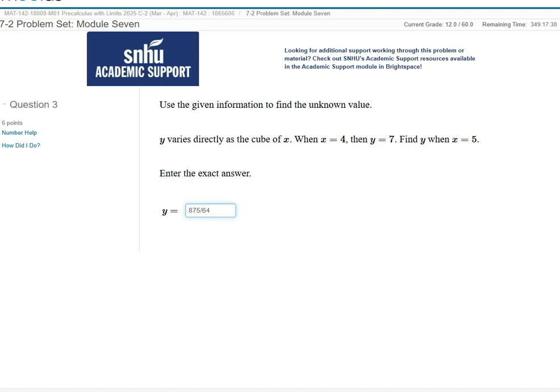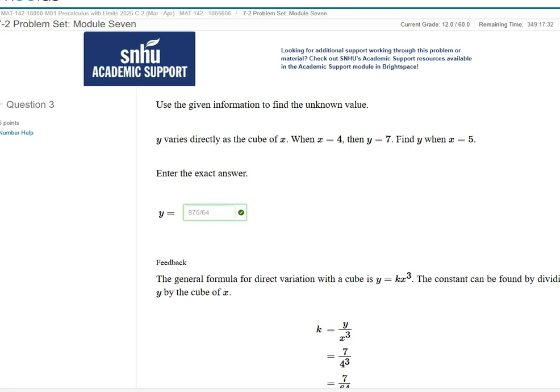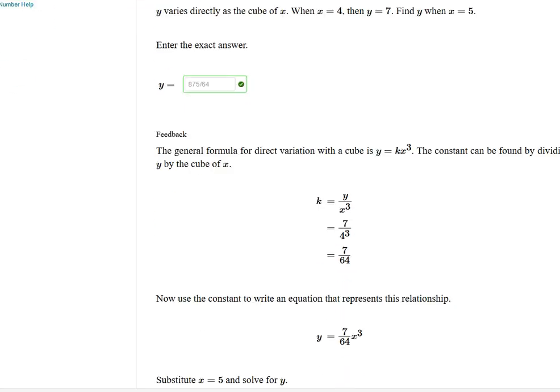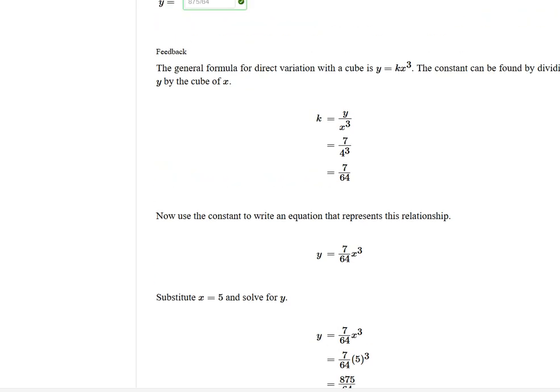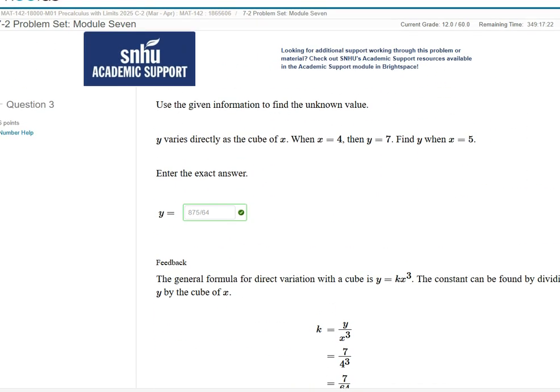875/64. They didn't give me the fraction ability, so how did I do? And there you go. And again, don't forget, if you do get it right, they will give you an explanation. But they don't give you the explanation until after you get it right. So, Mobius.